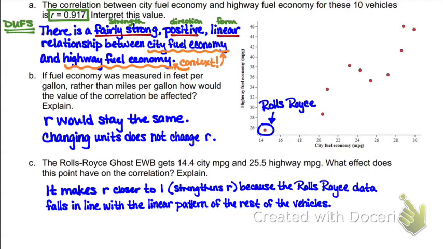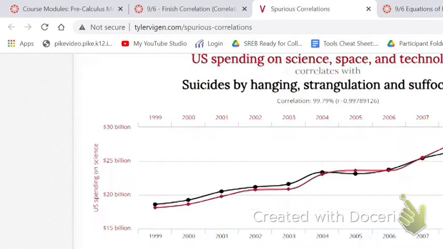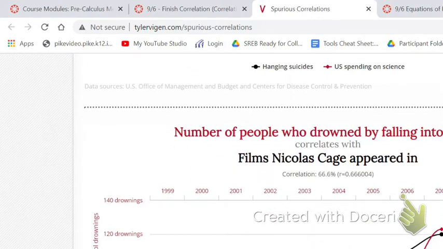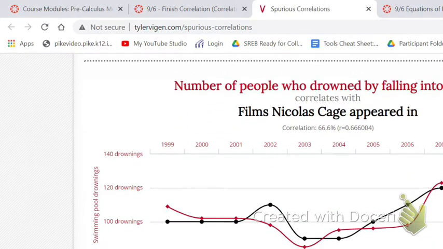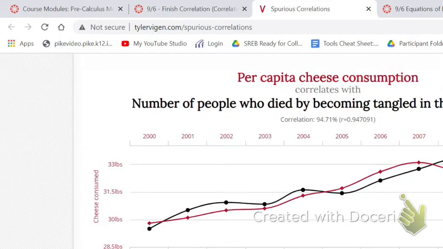Obviously, the U.S. spending on space science and technology has absolutely nothing to do with the way someone becomes unalive. Number of people who drowned by falling into a pool, and films that Nicolas Cage appeared in. I'm not a particular fan of his acting, but I've never taken that as a reason to jump into a pool and not be able to swim. Cheese consumption, a number of people who became tangled in their bed sheets and passed away. These graphs are really disturbingly similar.